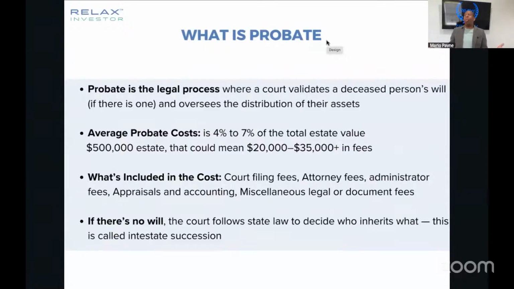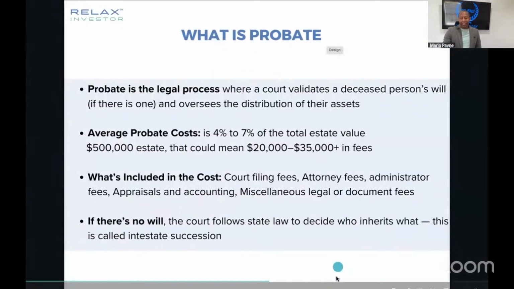No one wants the court to decide who gets their money. And even if I put it in a legal document like a will, the court can still decide who gets your money. Nobody wants that. So having a trust supersedes the probate process, but probate is there. Probate is very expensive, you guys. The average probate court cost is 4 to 7% of your total estate value. Meaning, if I have a $500,000 estate, that could be 20 to 35,000. That is a lot of money.